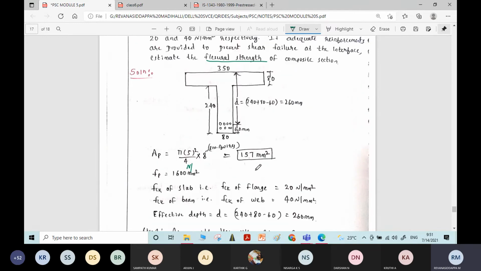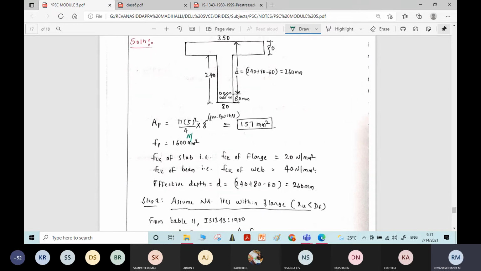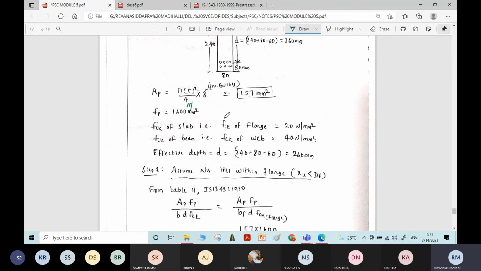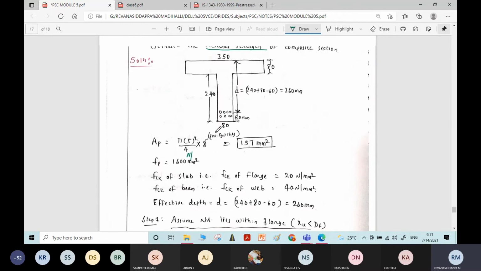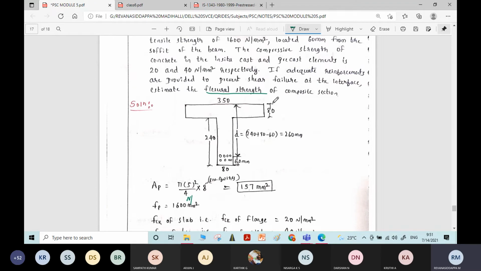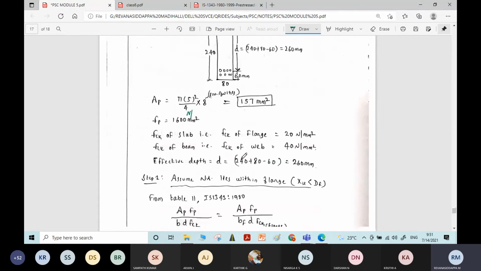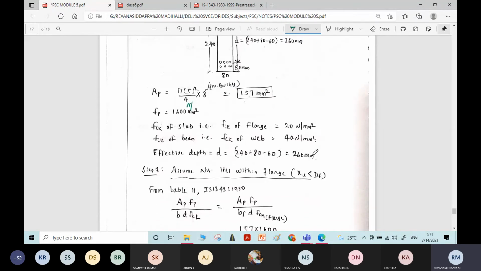Effective depth you can calculate. It is said that the bars are provided at a distance of 60 mm from the soffit. So the effective depth will be overall depth minus cover. Overall depth will be 80 plus 240 minus 60 mm cover. If you do, we will get effective depth d. So this is the given data.